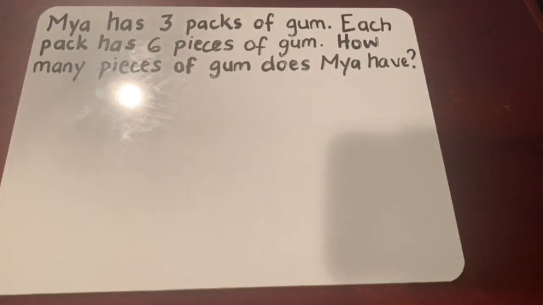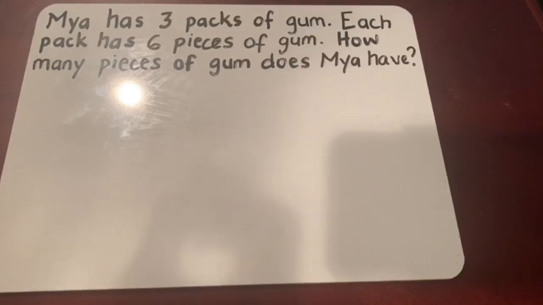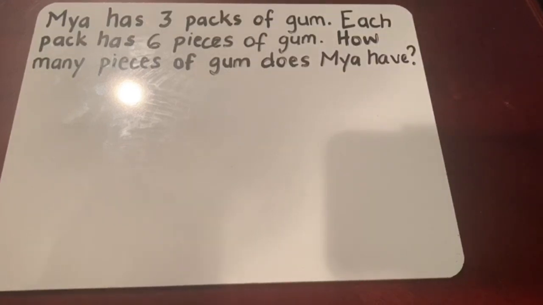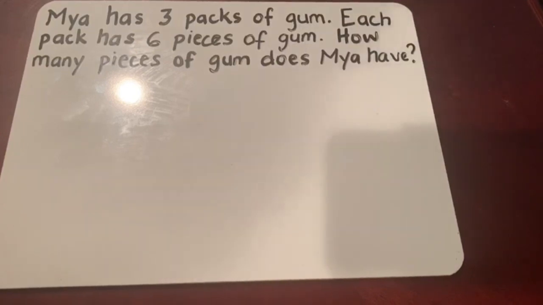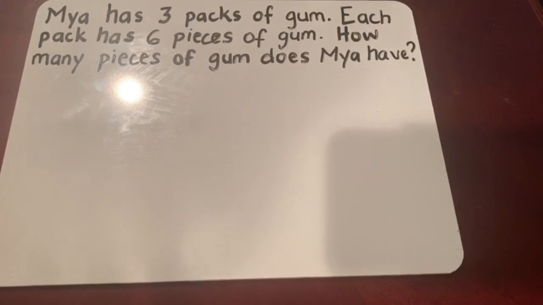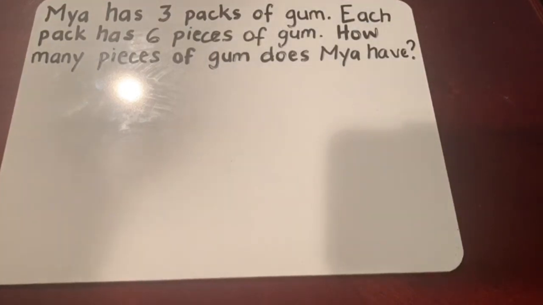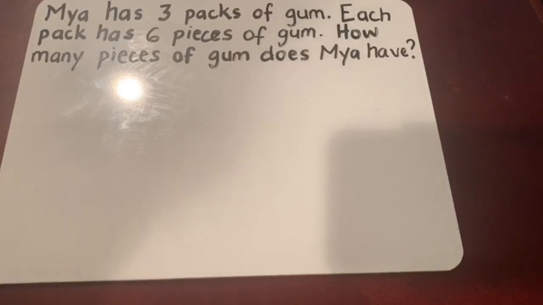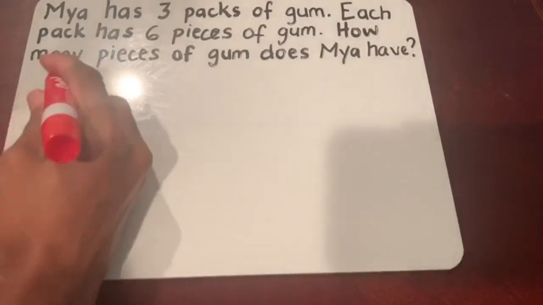Now, in order to attack this problem, I'm going to go line by line and see if I'm able to represent each line with a drawing. For example, the first line says, Maya has 3 packs of gum. Am I able to draw this with a picture? Yes, I can draw 3 packs of gum. I'm going to take my writing utensil and draw 3 packs of gum.